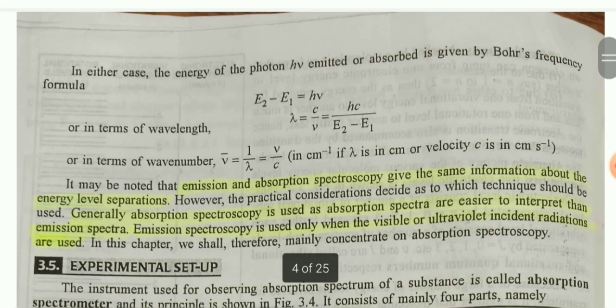In either case, the energy of the photon h nu emitted or absorbed is given by Bohr's frequency formula. E2 minus E1 is equal to h nu, or in terms of wavelength, lambda is equal to c upon nu, which is equal to hc upon E2 minus E1, or in terms of wave number, nu bar is equal to 1 upon lambda, which is equal to nu upon c in per centimeter if lambda is in centimeter or velocity c is in centimeter per second.